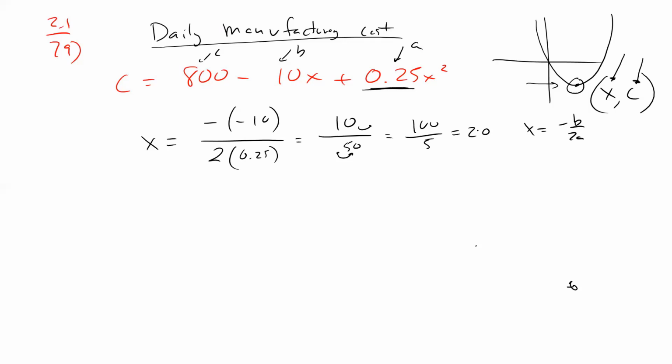Wait, do we not have to now plug in 20 and solve? No, because the question is, how many light fixtures should we produce to yield the minimum cost? If the question were what is the minimum cost, then that would have been different.